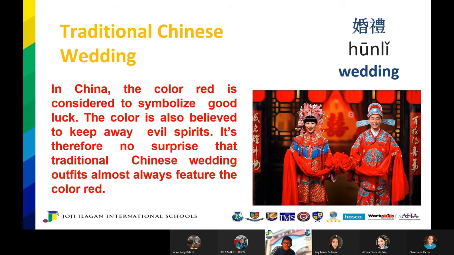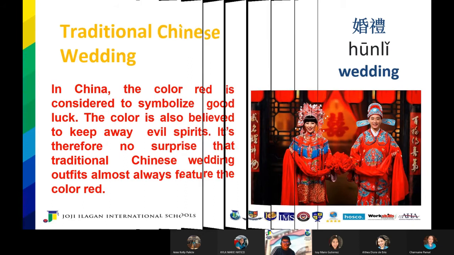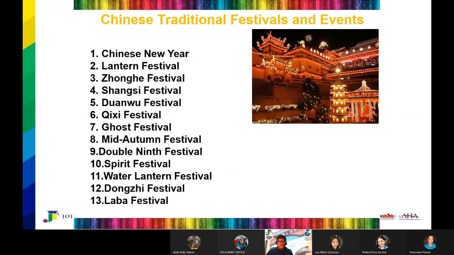Okay, next item of our Chinese culture general knowledge. All right, let's talk about traditional festivals and events. There are 13 Chinese traditional festivals. These are all part of the Chinese calendar. Part yan talaga yan. So makikita nyo sa mga Chinese calendar, may Chinese characters dyan. Nakalagay na yan dyan. So we have 13.